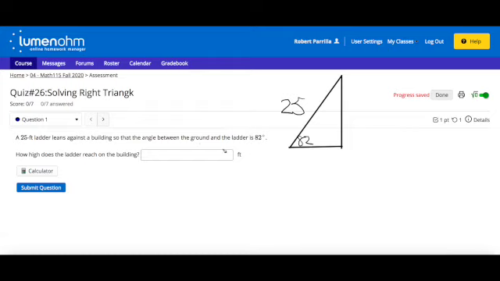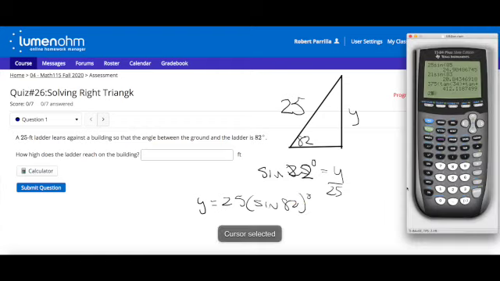So they either want X or Y. In this case, they want how high does the ladder reach on a building, so they want Y. Opposite over hypotenuse. Sine of 82 degrees is equal to Y over 25. Y is equal to 25 sine of 82 degrees. Remember, not 82. You want 25. All right, let's do that one. 25 sine of 82.